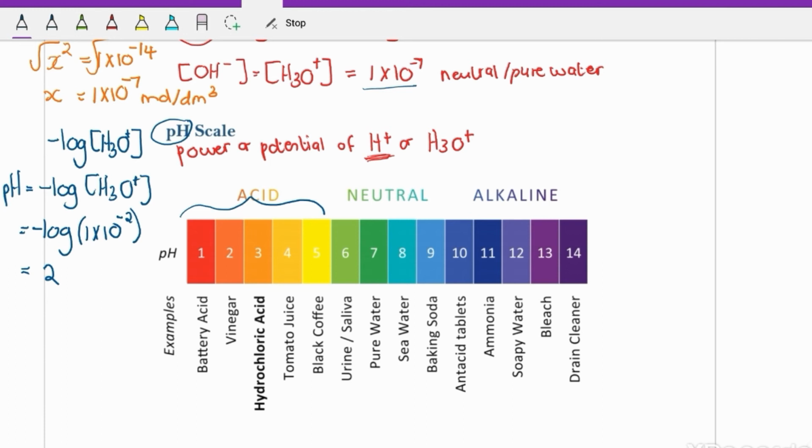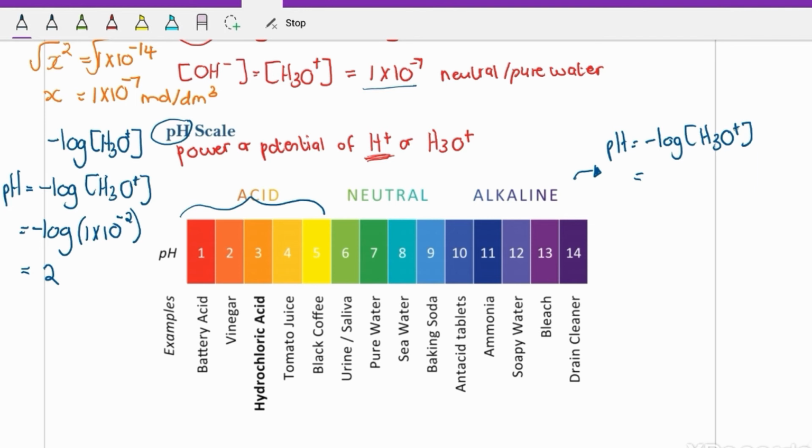You can even try it with an alkaline substance. You can take a hydronium ion concentration that will be much lower. So let me quickly write that out for you. Remember that the pH is about the hydronium ion concentration, not the hydroxide ion concentration.